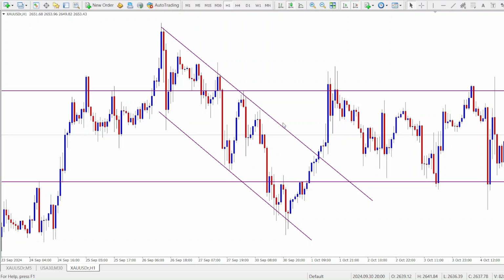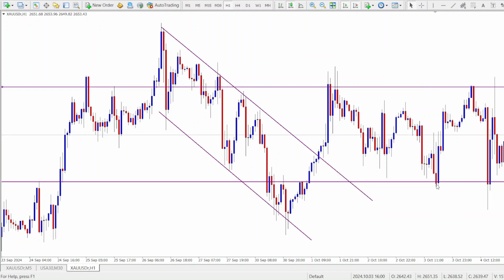Now, how do you use the price action trading strategy? First of all, you need to identify key levels. Look for areas where the price has consistently bounced or reversed, which are the support and resistance levels. This is the 1 hour time frame on the gold chart. As you can see, I already identified the support level here and the resistance level here, a resistance zone.